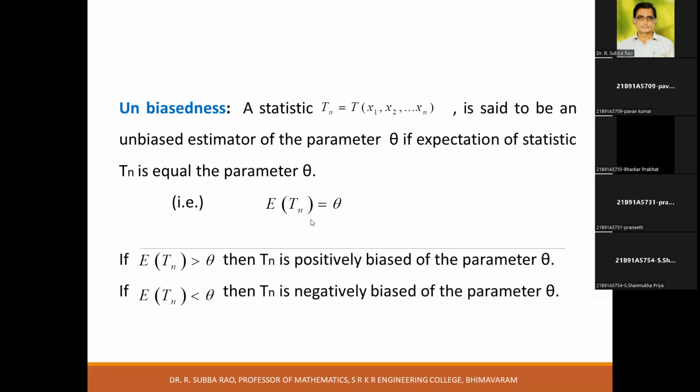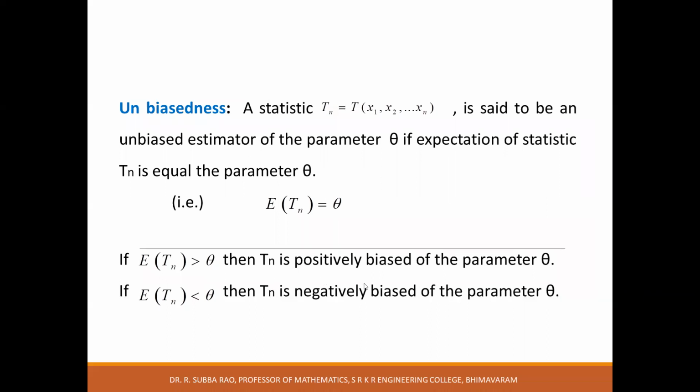And of course, if the expectation of Tn is not equal to theta, then I will call it a biased estimator. Biasedness is of two types: positively biased and negatively biased. The estimator Tn is positively biased if the expected value of the statistic Tn is greater than theta. Then this Tn is positively biased for the parameter theta. If the expectation of Tn is less than theta, then this Tn is said to be negatively biased. That means the positive side and the negative side. Based on that, I am defining this as unbiasedness, or an unbiased estimator.